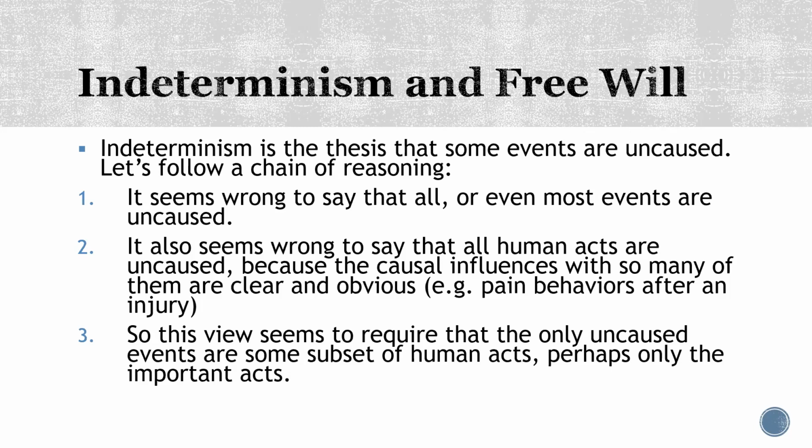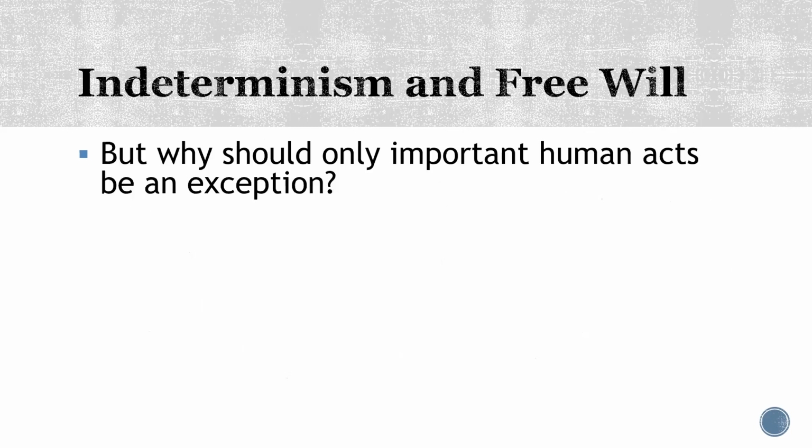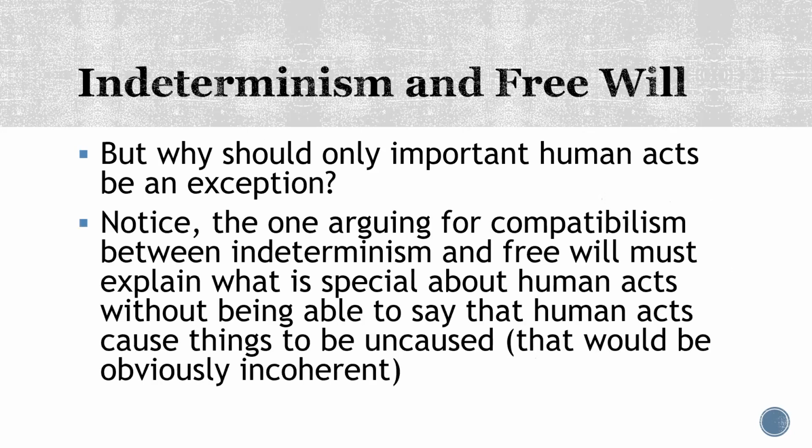Perhaps only the important acts. So the only things in the universe that are uncaused are some of the things that people do. Not even all the things that people do, just some of them. Now that starts to sound a little odd, doesn't it? Why should only important human acts be some sort of an exception? How does the universe know what's important and what isn't? Or even what's a human act and what isn't? It seems very, very strange when you think about it. Ever so much more strange than, for example, James makes it sound.